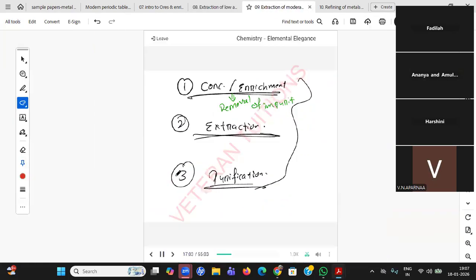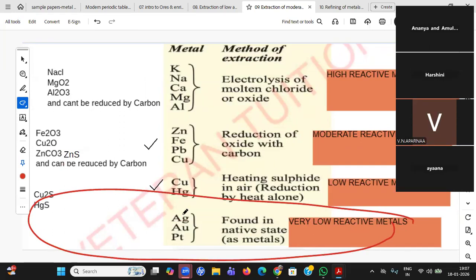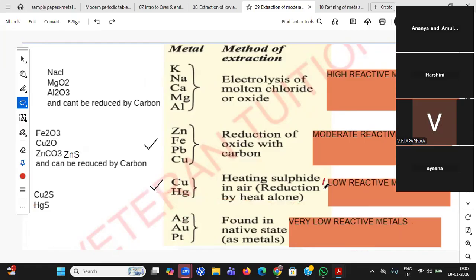So students, what did we learn? We have learned that every mineral will need to go through these 3 steps. This is a very easy step: just remove the gangue. This is the extraction. In the extraction, we have seen these fellows don't need extraction, they are already in the pure form. Definitely these metals require the extraction. This and this we have completed.